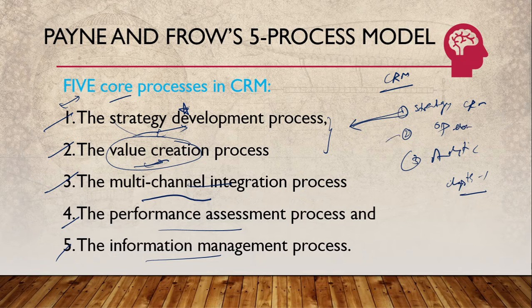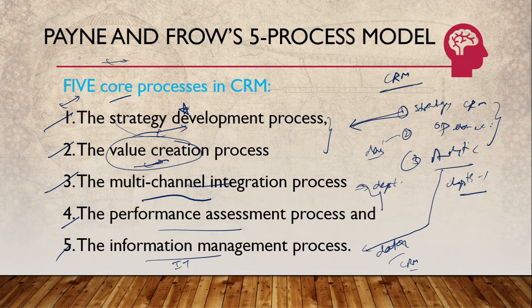And then the operational CRM, which focuses on the day-to-day CRM, will have a focus on multi-channel integration, like how different departments are working together, and then how you assess the performance of that. That is the operational CRM. The third one is the analytical CRM. That is all about how you take the data of the customers and analyze that. So that is the data with analytical CRM, which focuses on the IT, which is the information management. So in this Payne and Frow's model, you see they are concentrating on all the different types of CRM, and it's more of a comprehensive model compared to the previous models.